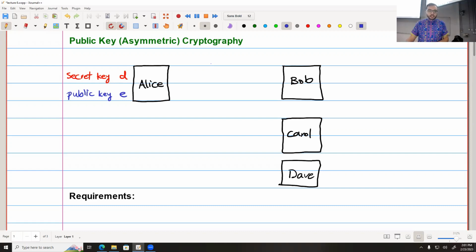Okay, and the idea is that I just announce E. I announce E, let's say, on my website. So this is the first step. Alice announces or publishes E. And then everyone else should be able to send me messages by just knowing this public key E. And the reason I call it public is because everyone knows it. Right, so everyone else should just be able to send me messages, and only I should be able to decrypt those messages and see what the actual contents are.